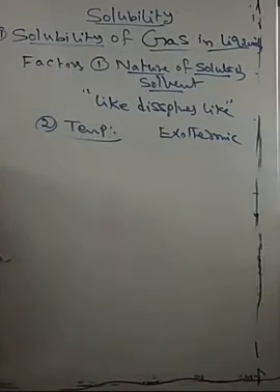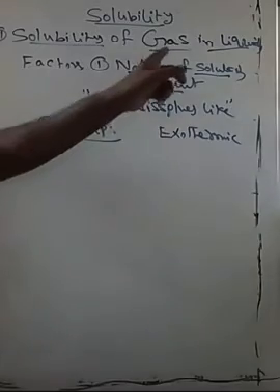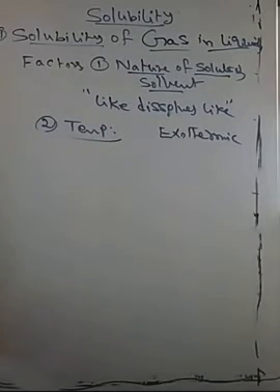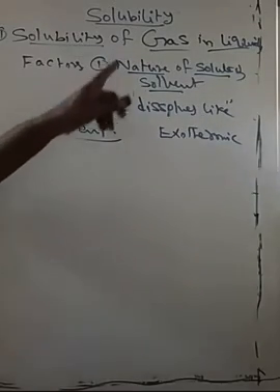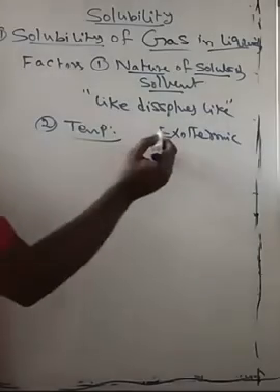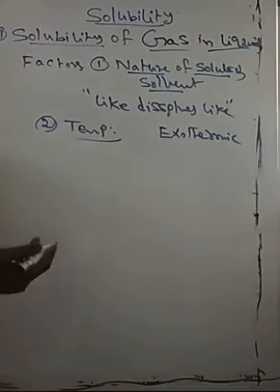The solubility of gas in liquids is like a condensation process. In condensation, what happens? Vapors are converted to liquids. In this case also, the gases are dissolving and converted to liquid states. That's why it is always an exothermic process, irrespective of the gases dissolved in the liquid.